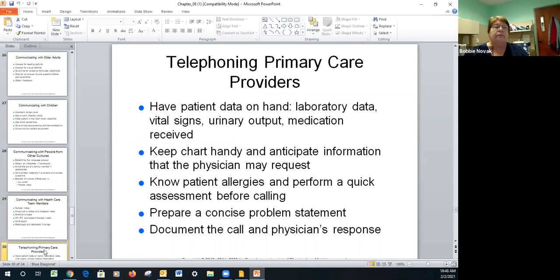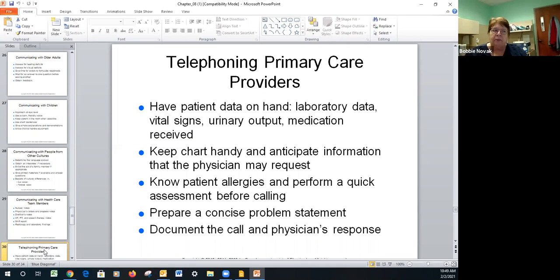Okay, so let's start with talking to primary care providers, physicians, nurses, nurse practitioners, medical practitioners in general. Okay, before you call the doctor or anybody about a patient, make sure you have assessed the patient and you know what's going on. You have to have a set of vital signs. All right, have the patient data at hand, their laboratory, their new labs, their vital signs, what's their urinary output, what kind of medication are they on. Have that chart in front of you so you can look up that information and not, you know, delay getting the information to the doctor.